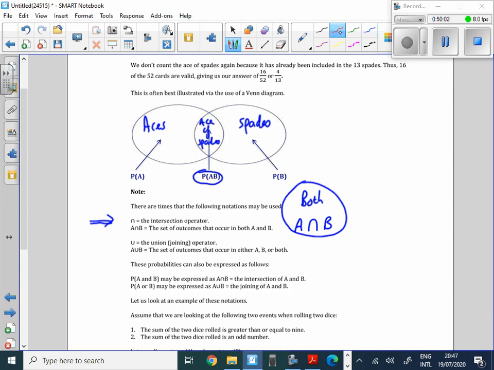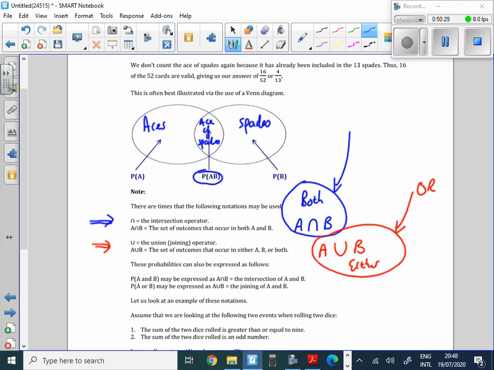When I use the union operator, A, I shouldn't have done it like a U, it's a much nicer looking U, A union B. This is the set of outcomes that occur in either one. So this one is the or, and that is the and. And that's it. I wish I could make it more complicated than that, but this one over here, you can see it again over here. I'll keep the colors consistent.